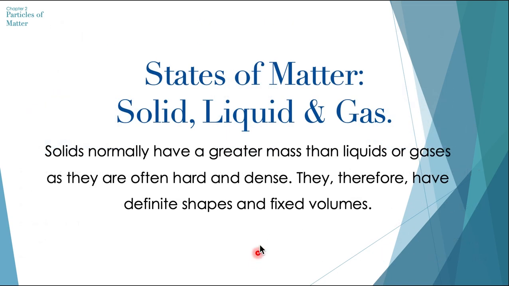So solids normally have a greater mass than liquids or gases, as they are often hard and dense. They have a high density, as we read before, and they therefore have definite shapes and fixed volumes, because they have a greater mass than liquids or gases. Liquids have a medium density and gases have a very low density, which suggests that the particles per unit volume in liquids or gases are much less than solids. Solids have more particles per unit volume, more molecules per unit volume. That is why they're dense, and that is why they're hard as well. That would suggest that they have a greater mass than liquids or gases, and that is also why they have definite shapes and fixed volumes.